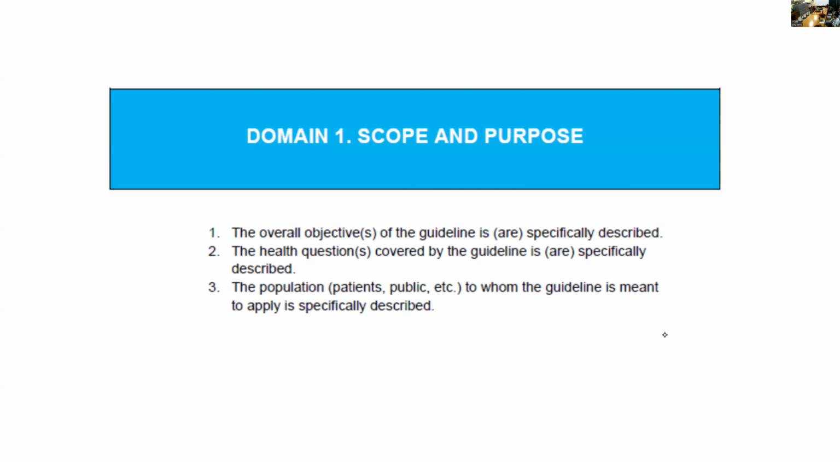So we'll start the checklist now. Domain 1 is for the scope and purpose. It has 3 questions, and the scoring is from 1 to 7. 7 is the best and 1 is the worst. Every time I score anything less than 7, I try to justify why I had scored it less than 7.